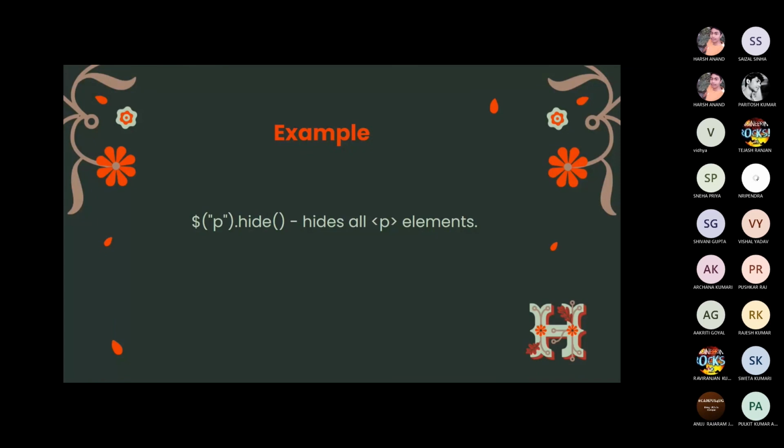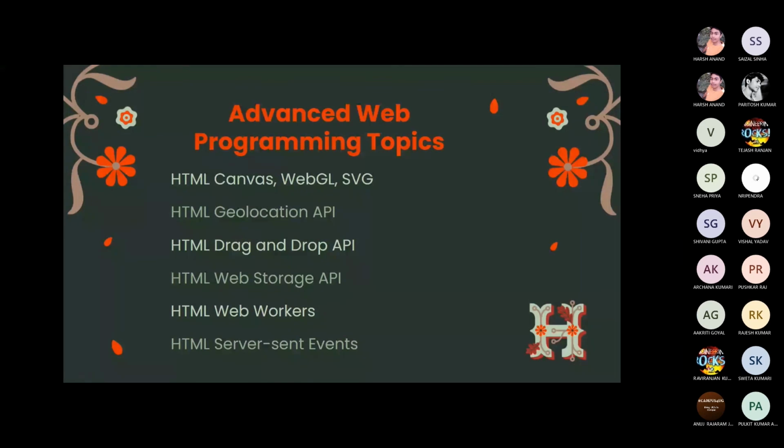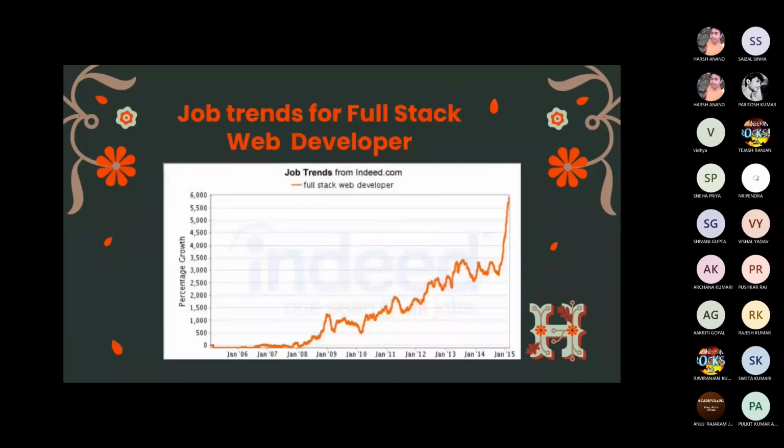Here you can see some advanced web topics and programming topics like HTML canvas, or some APIs which you can work on, or the HTML servers and events. Now let me show you the job trends of full stack web developers. This is a little bit old data, but it's okay. You can see how the job trends for full stack web developers are increasing.